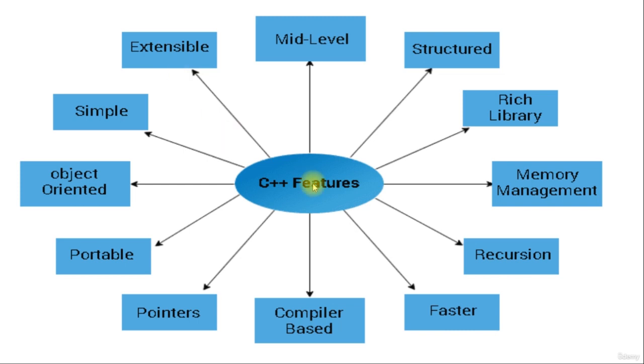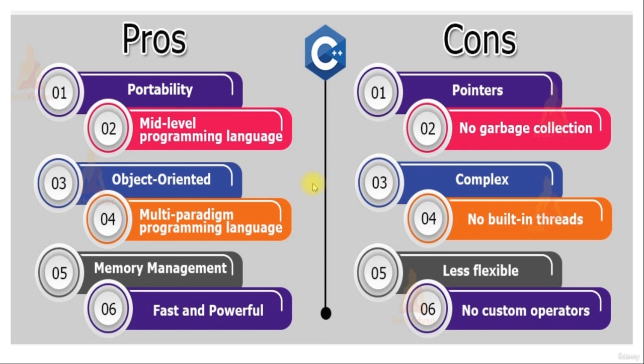So these were some of the features that C++ provides us. Now let's move to the next slide. And here we have compared the pros and cons of C++. So on the pro side, as you can see, we have portability, multi-level programming language.